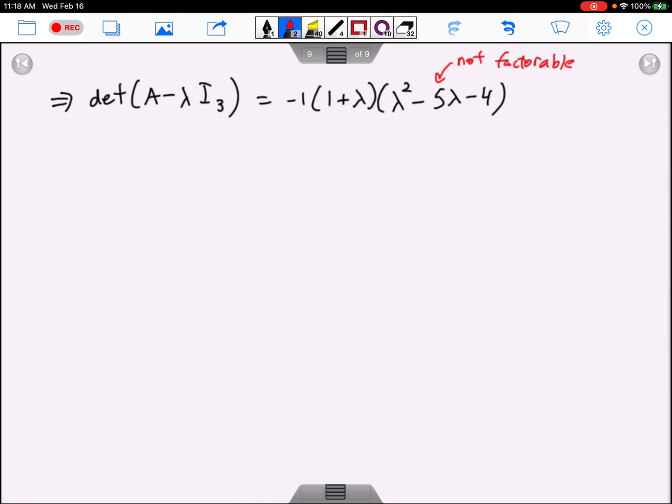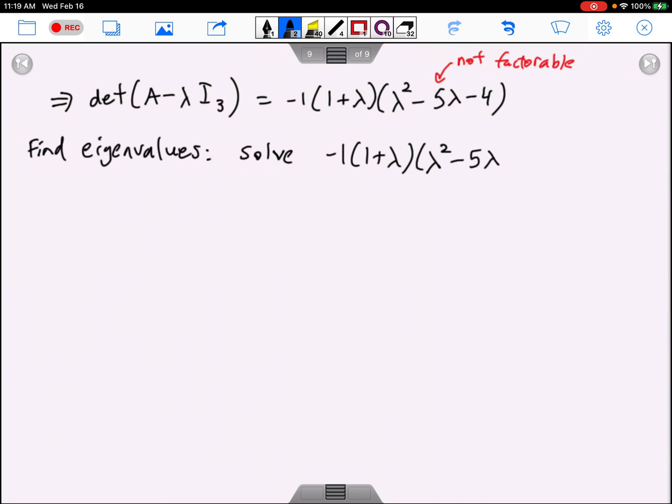That's important. If it were factorable, we would get some nice solutions to the following equation. But since it's not factorable, we're going to need to use the quadratic formula for that part, okay? So remember the eigenvalues, we have to set it equal to 0. So find the eigenvalues means that we need to solve the following. Take that equation and set it equal to 0.